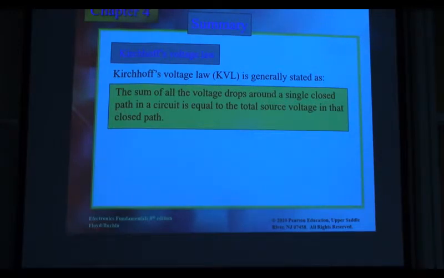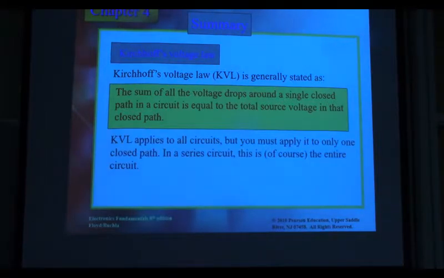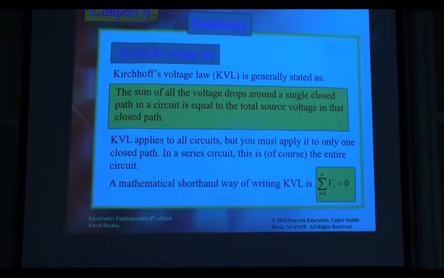So the sum of all the voltage drops around a single closed part of a circuit, which this part is a series, is equal to the total source voltage in that closed part. KVL applies to all circuits, but you must apply it to only one closed part. So that means the circuit you apply it to must be series. Must be a closed loop. So in a series circuit, there's only one, so we can use that. A mathematical shorthand formula for this is the sum of all the voltages equals 0.